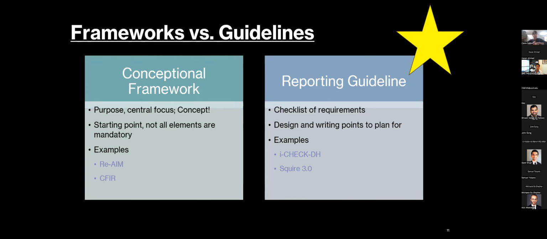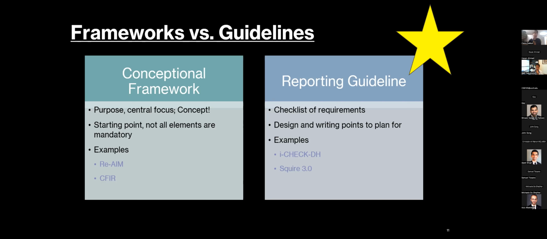And so I really wanted to spend some time parceling them out so that they are familiar to you and that you can agilely use them for your manuscript. So conceptual framework, it's a concept. It's a purpose or a central focus, and it gives you a starting point. RE-AIM and CFIR are some really common ones that studies use, but it gives you an idea of what your paper is going to be tackling.